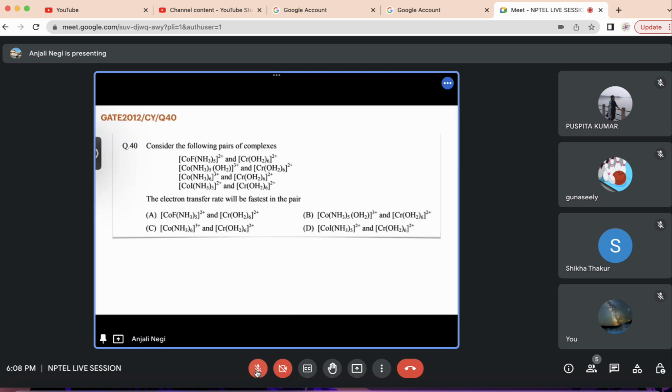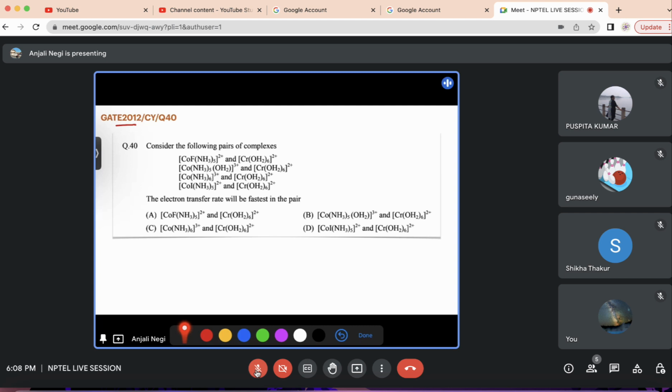So this is the first problem that we have. This is from GATE 2012 chemistry question number 40. This problem states: consider the following pairs of complexes, and we have pairs 1, 2, 3, 4, different kinds of pairs, and what we have to see is in which pair the electron transfer rate will be fastest. Okay, so we have to look into the electron transfer rate between these two complexes.